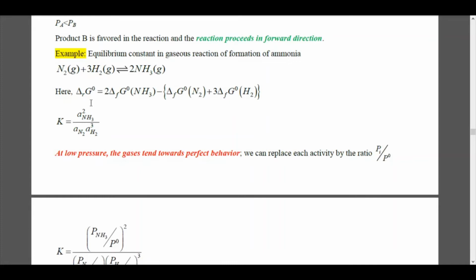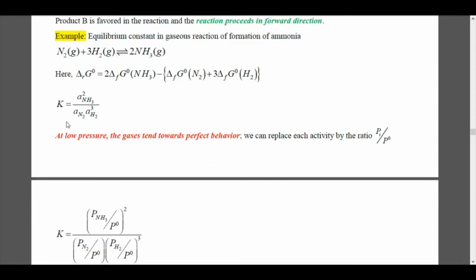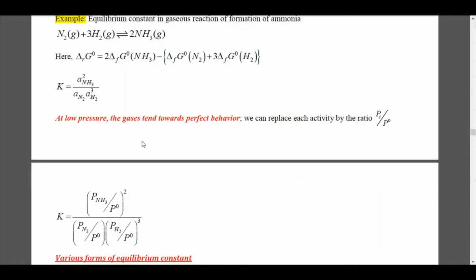That is what it is written. Gibbs energy of formation at standard state for products minus Gibbs energy of formation for reactants at standard state. So if I express my K, it will be activities of the products divided by activities of the reactants, each raised to their stoichiometric coefficients. Then if the pressure is low, the gases tend to behave as a perfect gas, meaning all the real gases start behaving as an ideal gas when the pressure decreases.